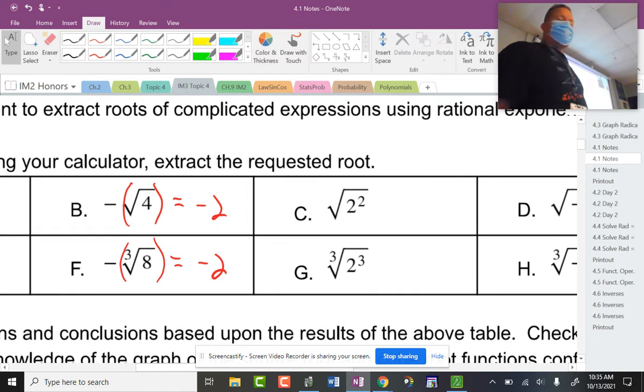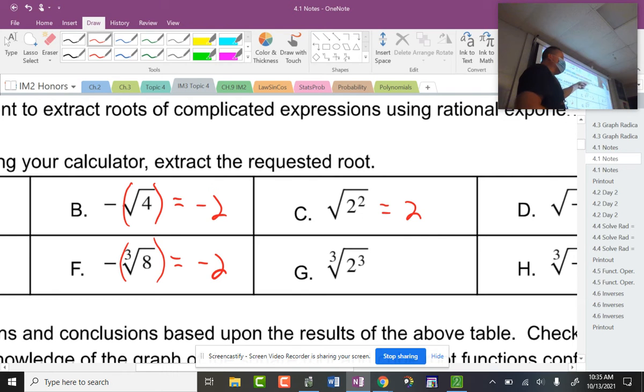All right, and then we should know this. What do you think the square root of 2 squared is? 3, 2, 1, go. It's actually 2 if you just do real quick. 2 squared is 4, and then the square root of 4 is 2. So what's the cube root of 2 cubed? 3, 2, 1, go. 2.